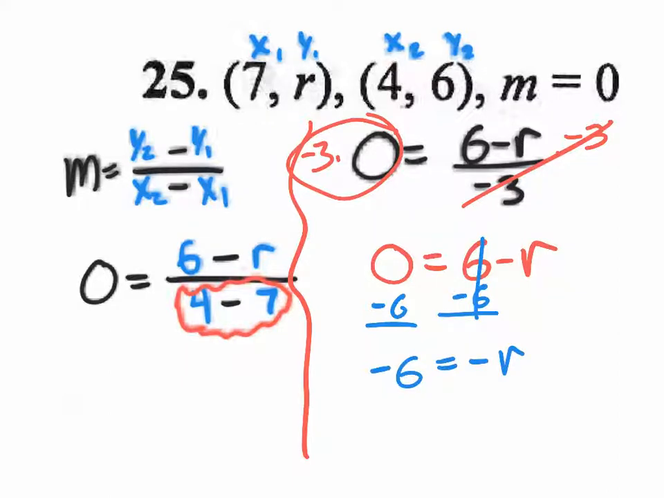Now you don't want a negative r, you want a positive r. So you could multiply everything by negative 1, or you could divide everything by negative 1. Either way, all the signs are going to change. So my final answer is 6 equals r, or better said, r equals 6.